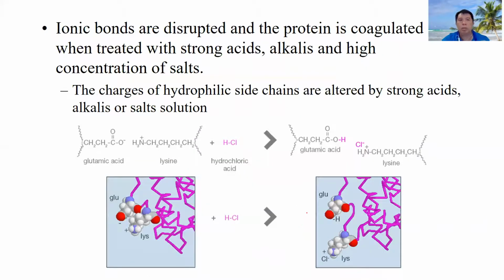Ionic bonds are disrupted and the protein is coagulated when treated with strong acid. So when you add the strong acid, you see the bonding, especially the ionic bond. This is the ionic bond here. When we treat it with hydrochloric acid, which is a strong acid, you see, it disturbs the ionic bond, so the structure also changes. So the protein is denatured.